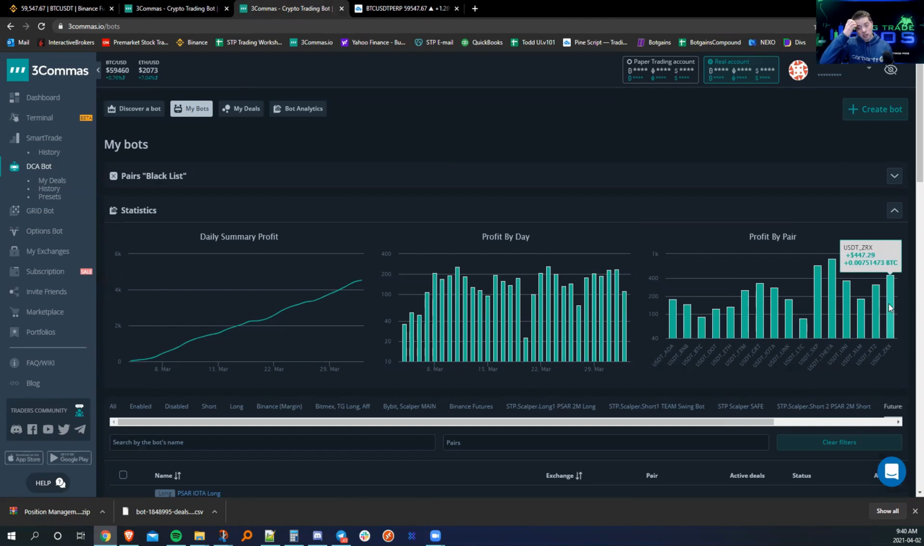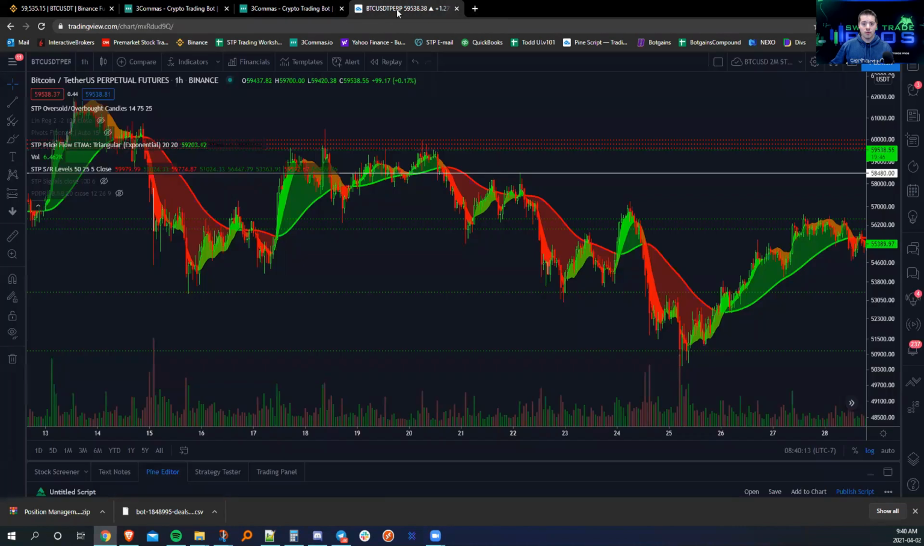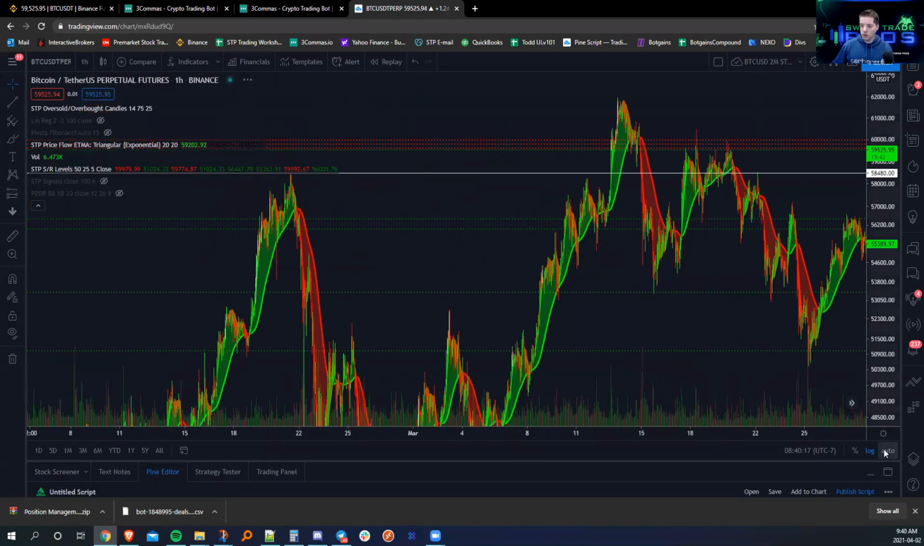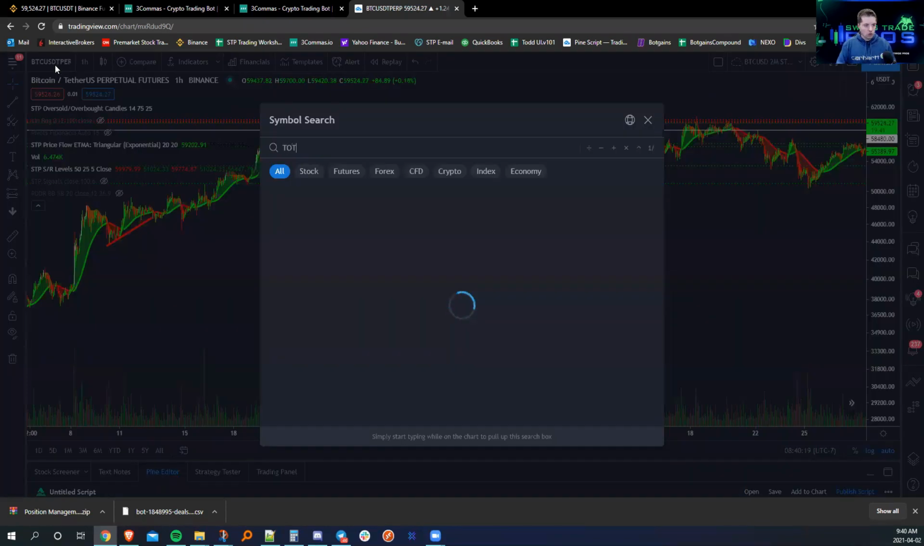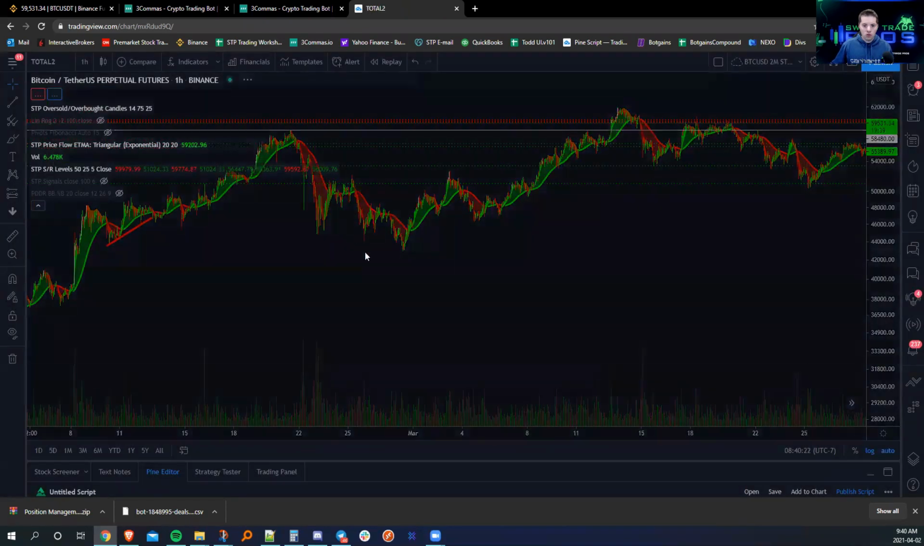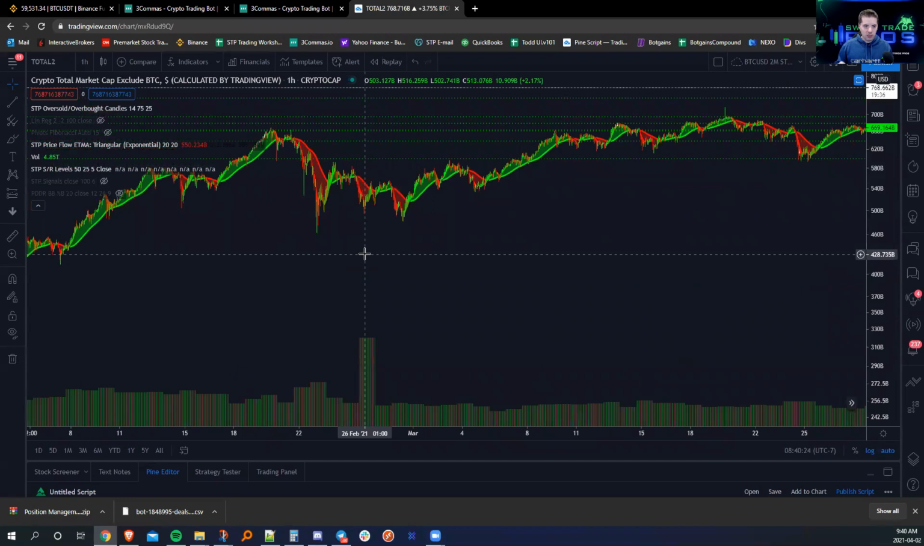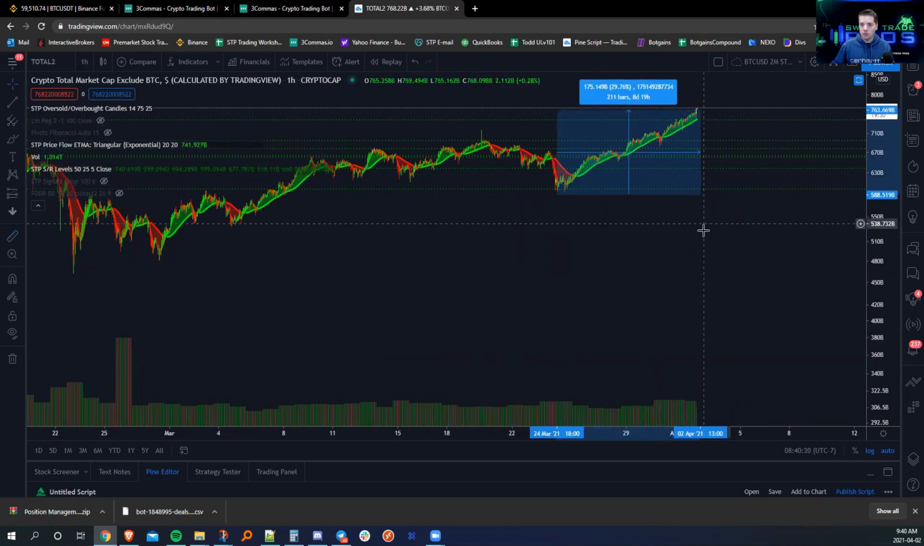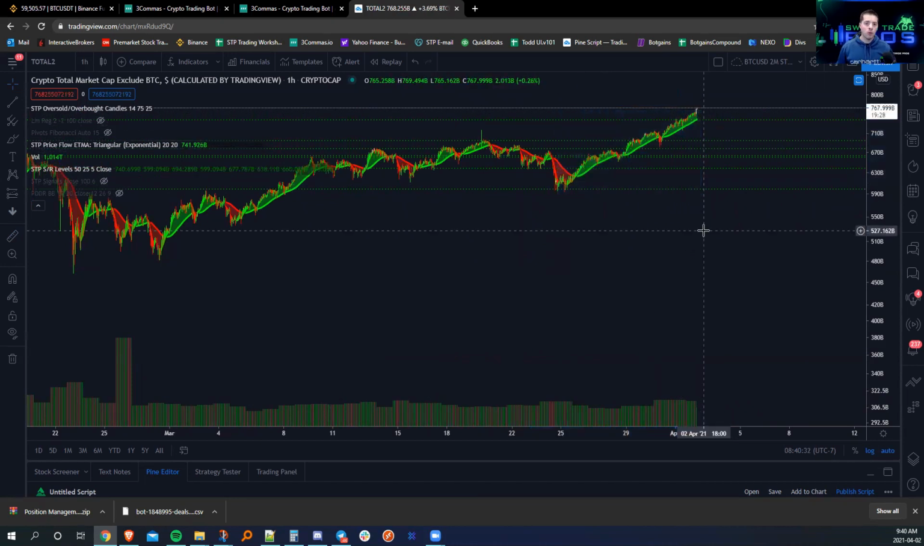Now, the recommendation that I would have, as all the market is going to move the same. So if I scroll out, let's switch to Total 2. This is the alts crypto market cap excluding BTC calculated by TradingView. They are all going to correct at the same time. They're all going to pump at the same time. You do not want to overexpose yourself.